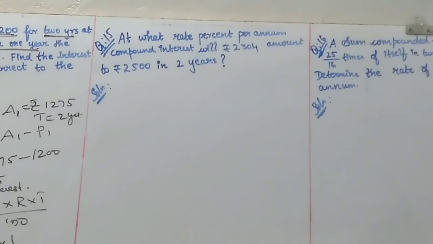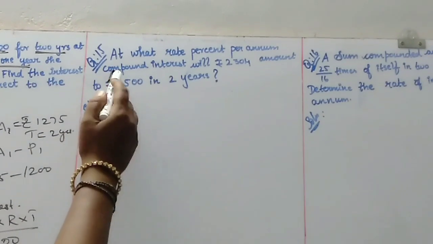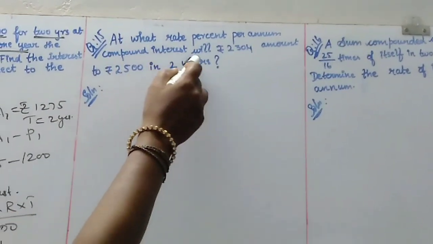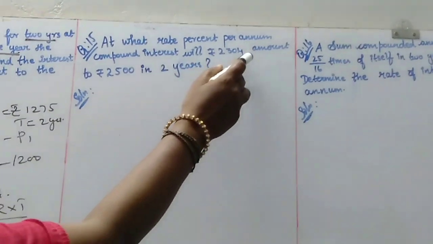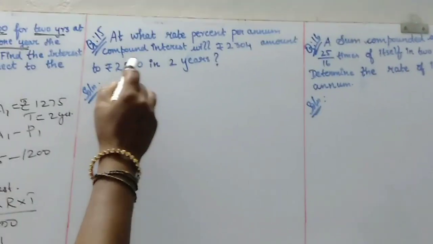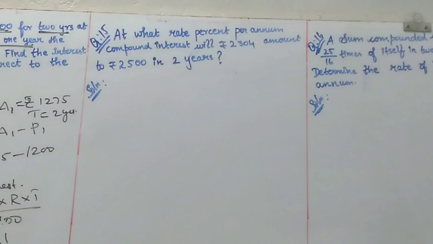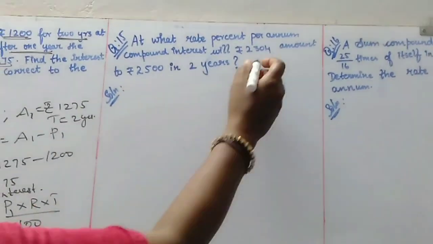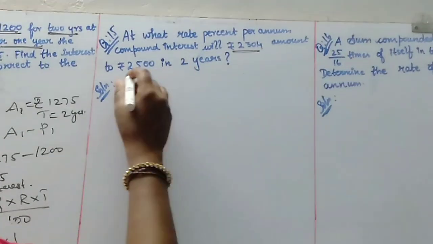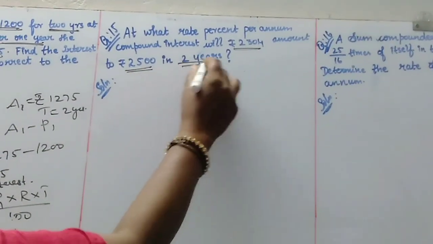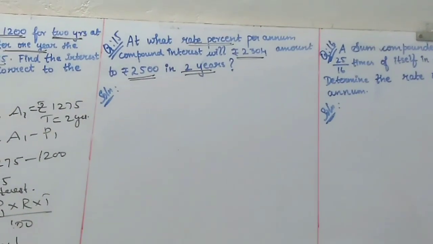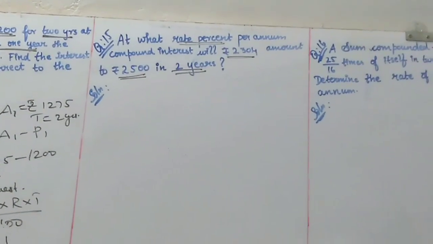Next, we are going to see sum number 15. The question is: at what rate % per annum compound interest will rupees 2304 amount to rupees 2500 in 2 years? How we read the question is most important. This one is the principal, this one is the amount, and this one is the time period. So we are supposed to find the rate of interest by using the amount formula.